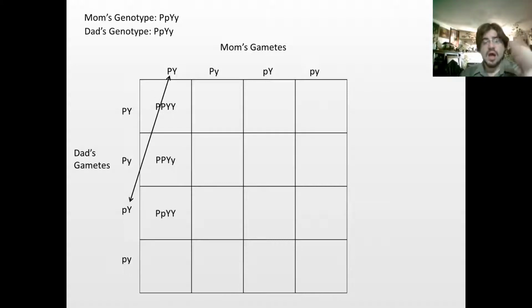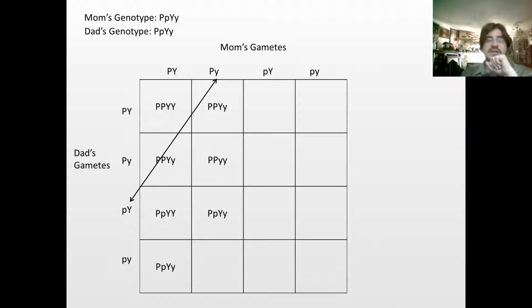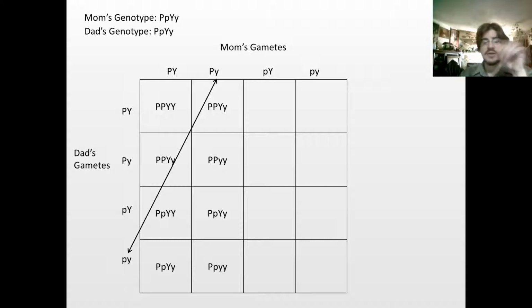Then heterozygous for flower color, homozygous dominant for seed color. Heterozygous for both flower and seed color. Homozygous dominant for flower color, heterozygous for seed color. Homozygous dominant for flower color, homozygous recessive for seed color. Heterozygous for both. Heterozygous for flower color, homozygous recessive for seed color. Heterozygous for flower color, homozygous dominant for seed color.